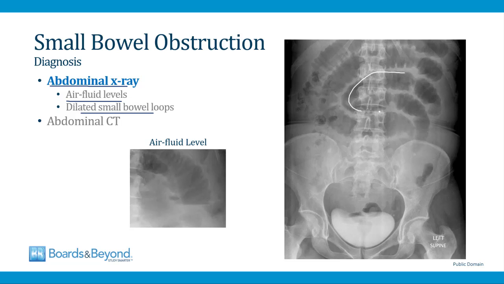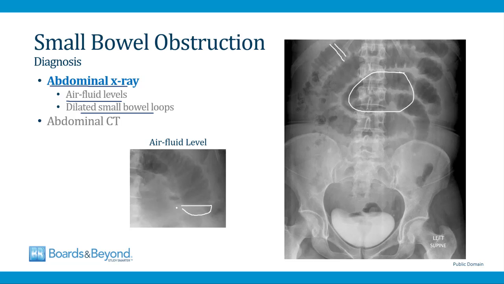On the right, you can see these dilated small bowel loops. Note that they have these lines close together in the bowel loops. Those are the circular folds, and that tells you you're looking at dilated loops of small bowel. You can also see an air fluid level here. I've zoomed in. This is the fluid level found within the bowel.